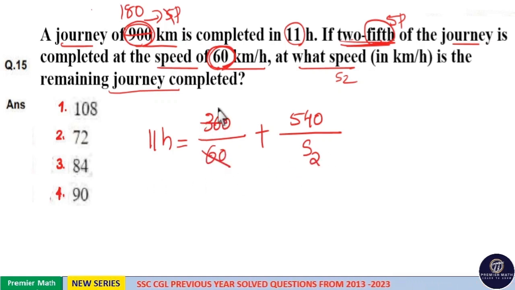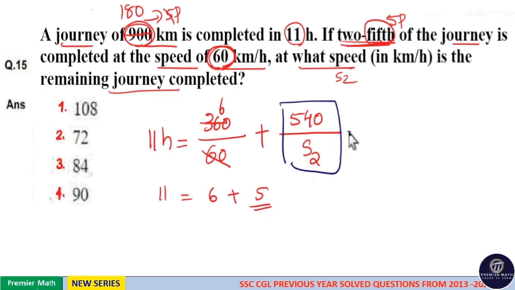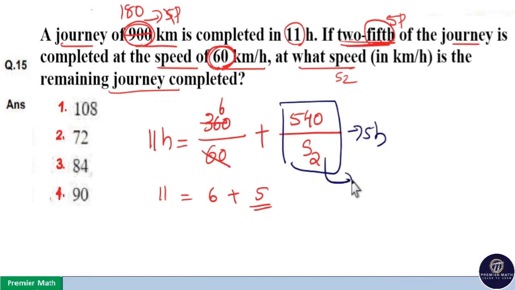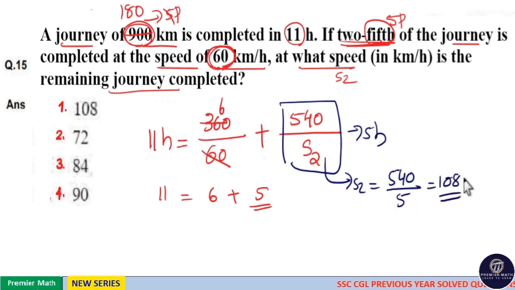Here 60 goes 6 times in 360, which means 11 hours is equal to 6 hours plus remaining is 5 hours. So this one is equal to 5 hours, means S2 is equal to 540 divided by 5, which is equal to 108 kilometers per hour. So option 1 is your answer.